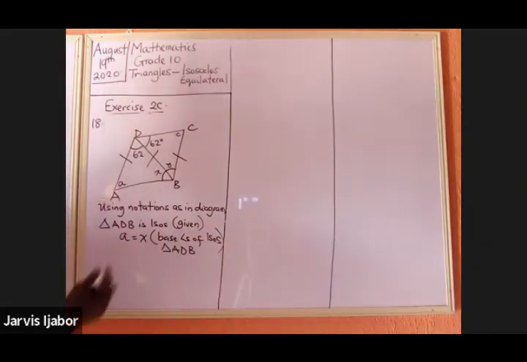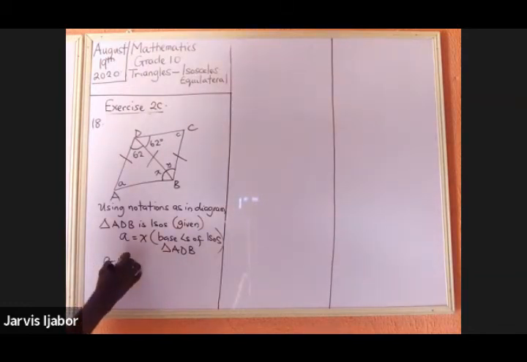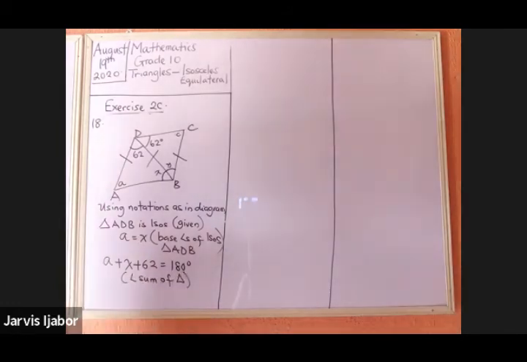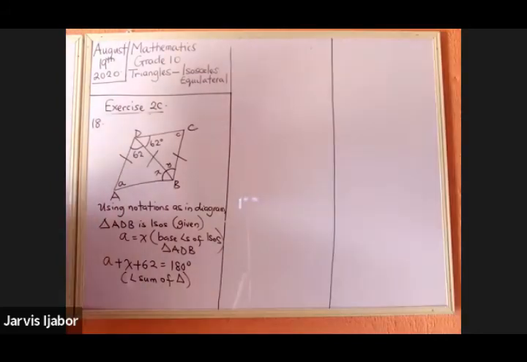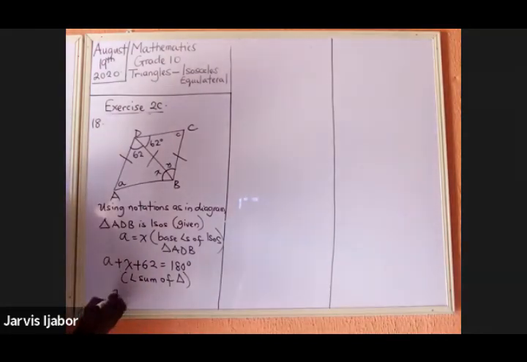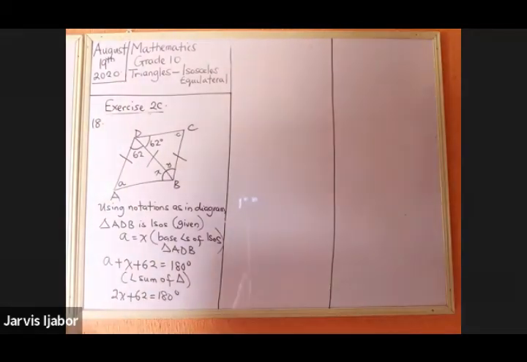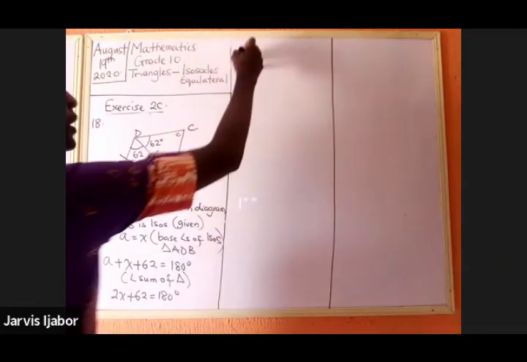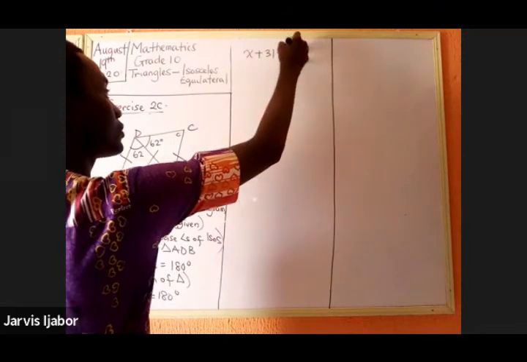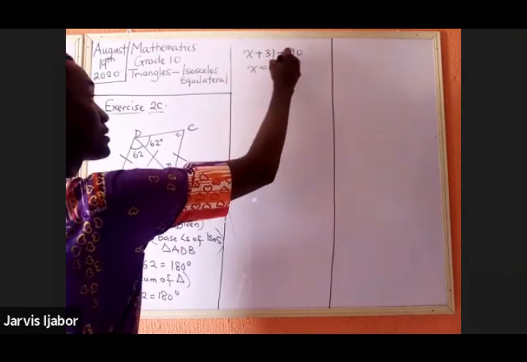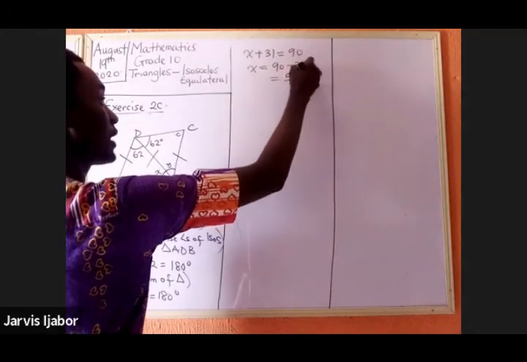Now the next thing you do is to say A plus X plus 62 is equal to 180 degrees. So that's angle sum of triangle. Now let's look at that carefully. What's of interest to me is not A, it's X. So I'll now say that 2X plus 62 is equal to 180 degrees. I'm going to use my technique again. They're all equal, so I can divide through by 2. That will mean that X plus 31 will be equal to 90, and X will be equal to 90 minus 31, and that will be 59 degrees.